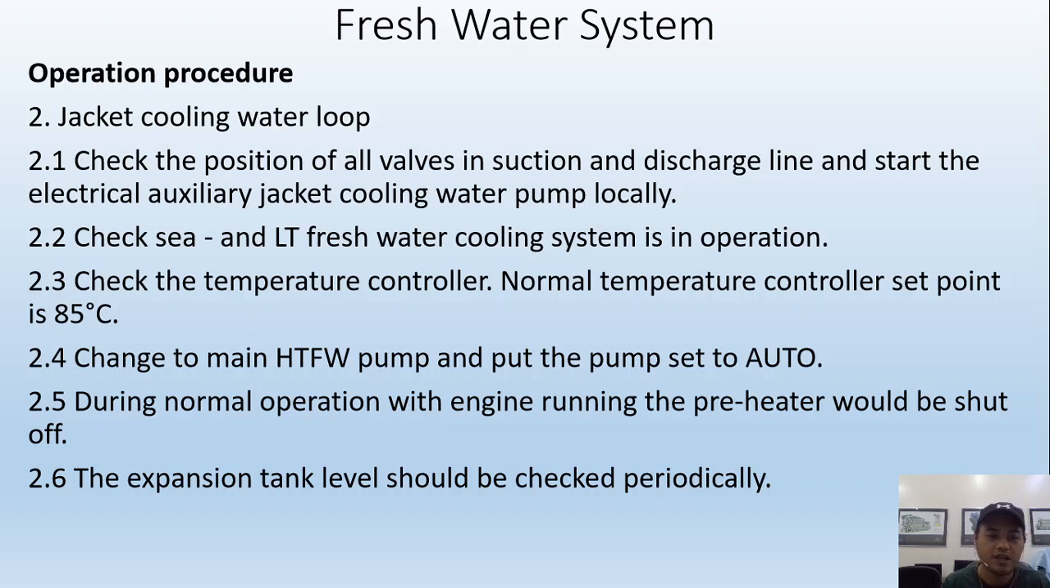So if the temperature of your HT is okay using the auxiliary, you can change to the main pump and then set it to auto. During normal operation with the engine running, the preheater should be shut off. Okay, once your engine is running, turn off your preheater because you no longer need it, since the engine is already warm. The engine will supply the additional heat to our cooling system. The expansion tank level should be checked periodically. So our expansion tank should always have water in it.